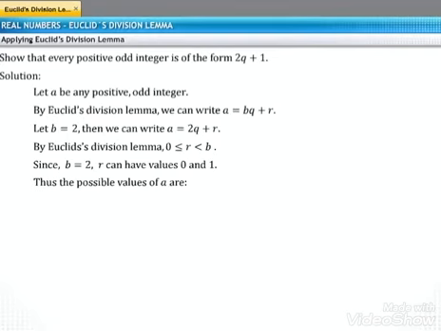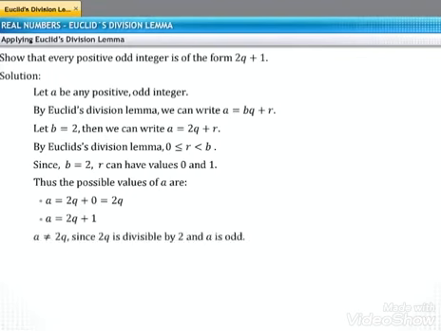Putting in the values of r as either 0 or 1, we get the possible values of a as either 2q or 2q plus 1. Now the value of a cannot be 2q, since 2q is divisible by 2 and a is an odd integer. Thus we can say that any positive odd integer can be of the form 2q plus 1.